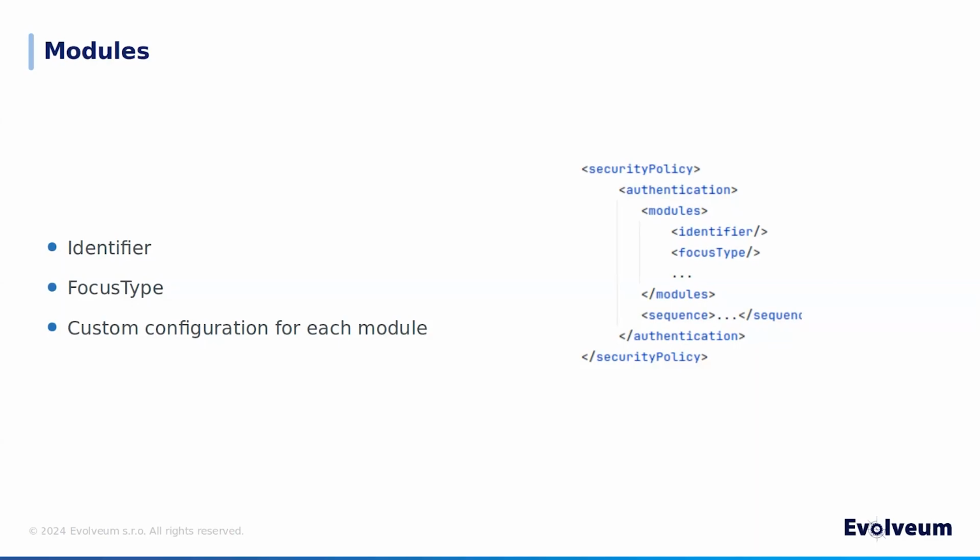The attribute focus type is the type of focus object to which this authentication module applies. Supported values are user type, role type, org type, or service type. For simplicity, we will talk about user. Each module can also contain custom configuration for the given type of authentication. Now let's see which modules are currently implemented.